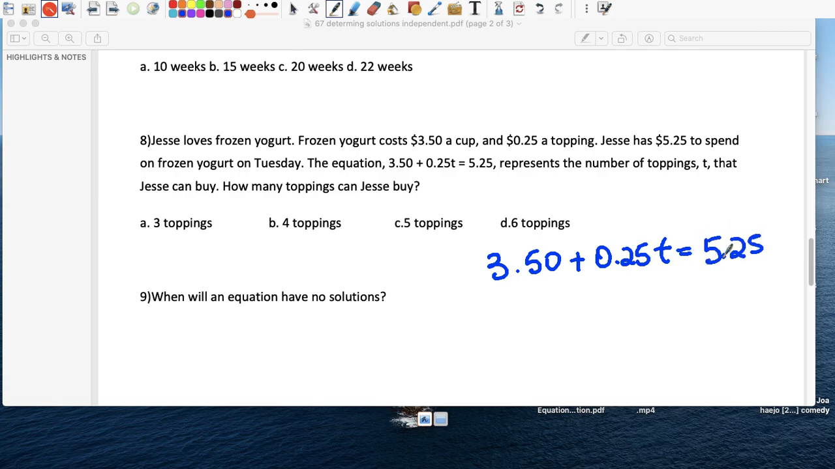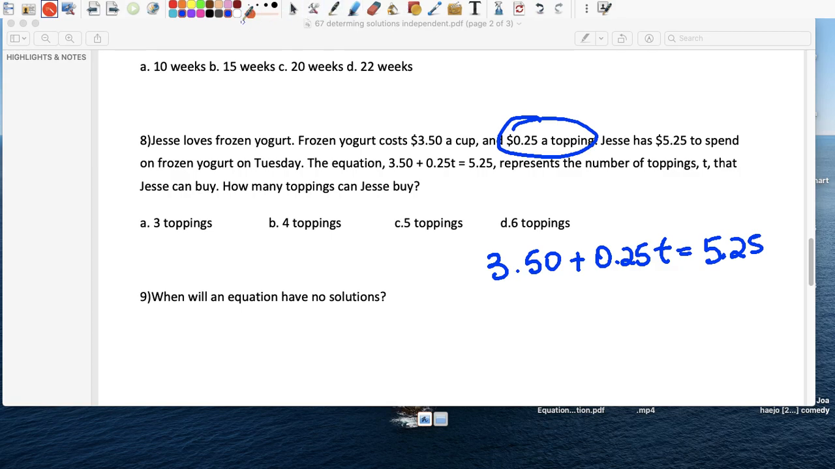Toppings is cacahuates, chocolate sprinkles, or fresas, no? Toppings are las cosas extra, the extra stuff that we put on top of the yogurt. Okay, but each one is 25 cents. So how many toppings, si ella tiene $5.25, ¿cuántos toppings puede poner ahí?